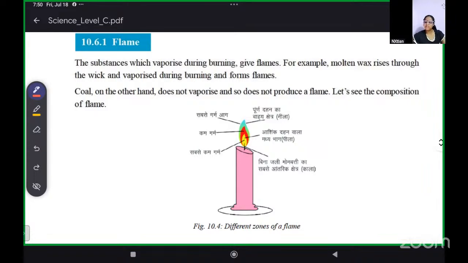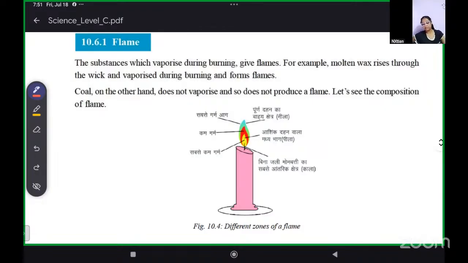Flame. The substances which vaporize during burning give flames. For example, molten wax rises through the wick and is vaporized during burning, and that forms the flame. We know that a candle is made up of wax. When this wax gets melted and converted to vapor through the wick, it forms the flame of a candle. Coal, on the other hand, does not vaporize, so it does not produce a flame.